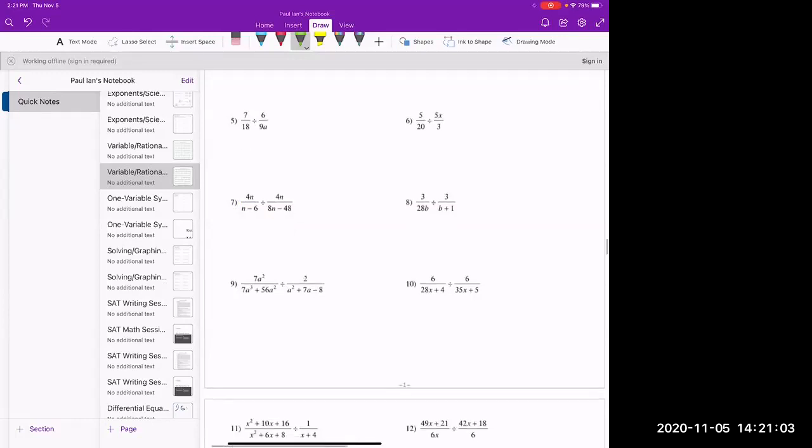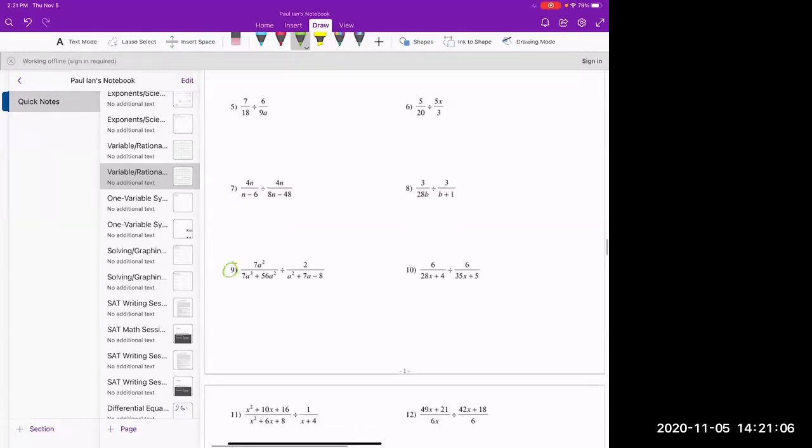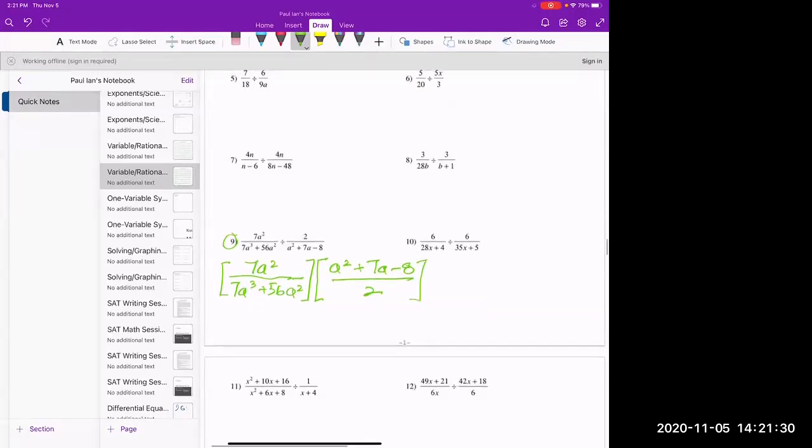All right, let's do number 9. 7a squared over 7a cubed plus 56a squared. And what do you do with the second one? Flip it. Okay, and then so it's a squared plus 7a minus 8 over 2. All right. So this one's a little bit more difficult. What do you do first, or what would you do?